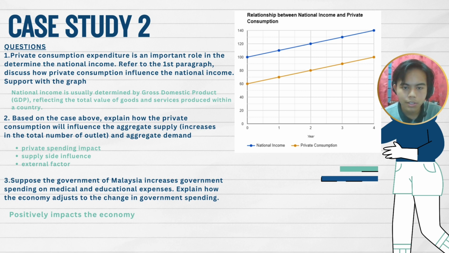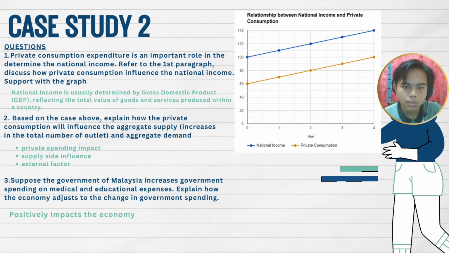External factors like China reopening borders and stable commodity prices also contribute to overall demand. In essence, private spending is set to positively affect both supply and demand in Malaysia's economy. Question number 3. Suppose the government of Malaysia increases government spending on medical and educational expenses. Explain how the economy adjusts to the change in government spending.